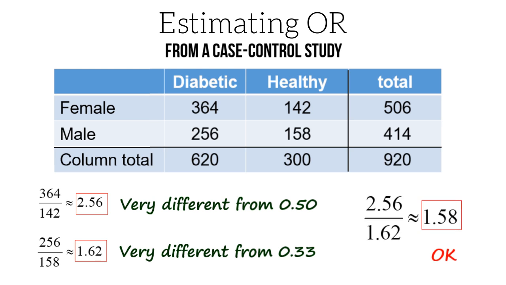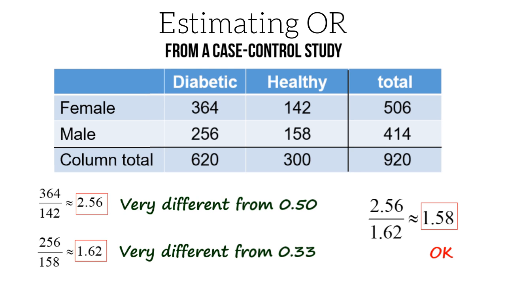However, if we continue on the seemingly hopeless path, we get 2.56 divided by 1.62, and that's approximately 1.58. This is remarkably close to the population OR 1.50. So unlike the population RR, the population OR can be estimated accurately from a case control study, provided enough subjects were chosen. The detailed reason is once again beyond the scope here.